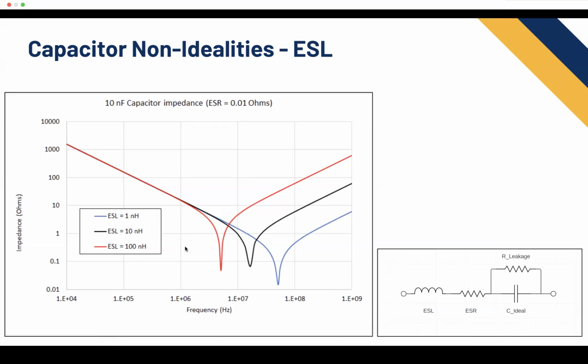This graph shows three different ESLs and how that would affect the resonance of your circuit. But essentially what happens is as your frequency is increasing, our capacitance is going to decrease. And the reason for that is, here, let me pull up a pen.